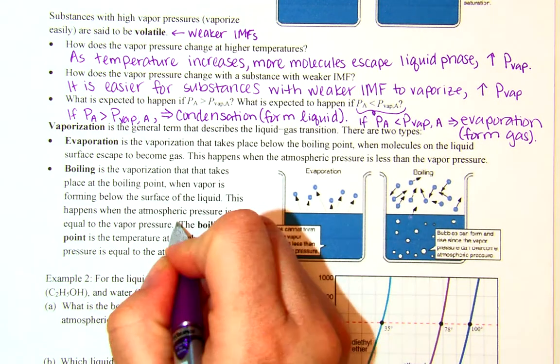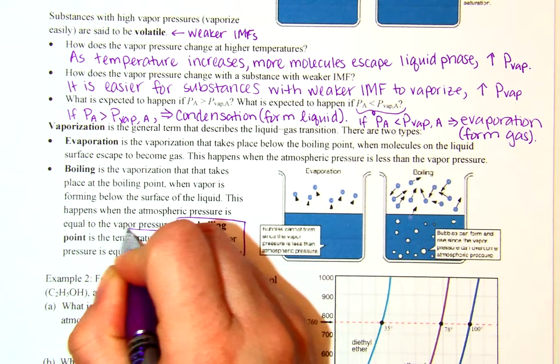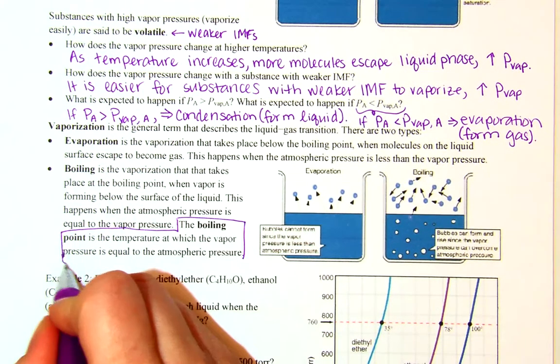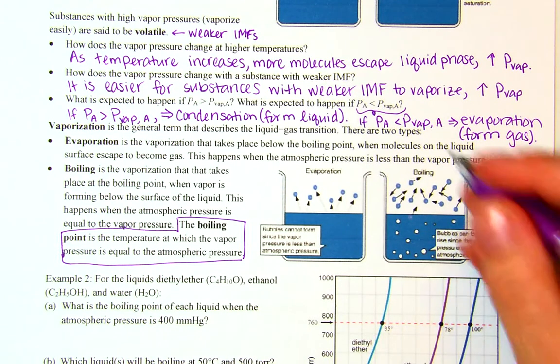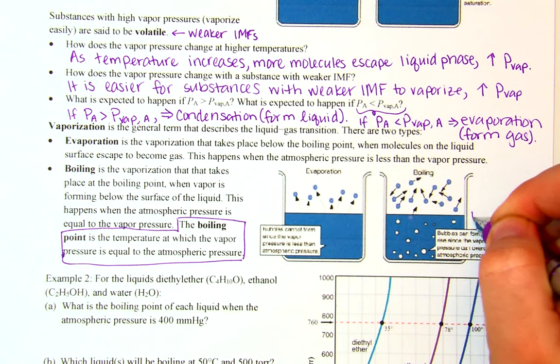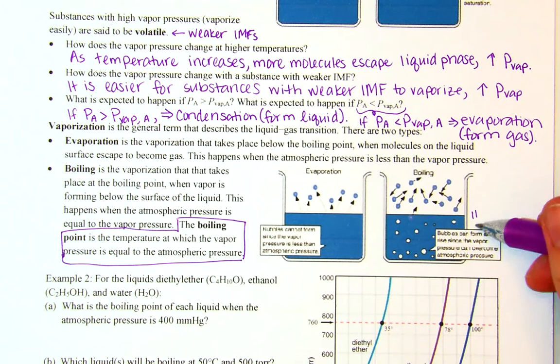That's important. So go ahead and highlight or circle or underline that. The boiling point is the temperature at which, so it's a temperature, the vapor pressure is equal to the atmospheric pressure. That's this situation here, so I'm saying these are equal. Arrows up are equal to arrows down.